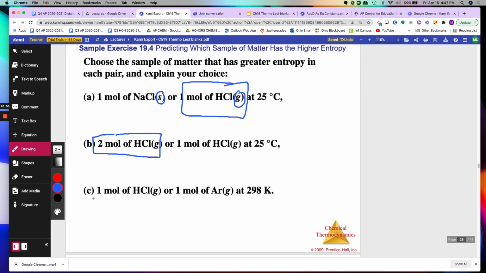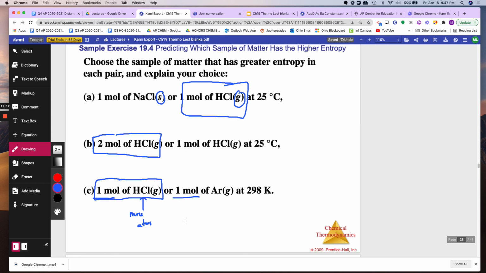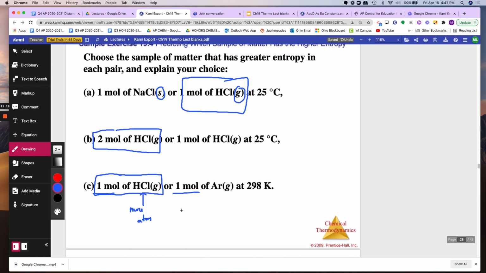So they both have a mole, but this has more atoms. So what do you think? Which is more chaotic? Maybe a family of Lozanos and a family of, I don't know, Smiths. Smiths only have 2 kids. I have 4. So there's definitely more chaos here in the Lozano household. Okay? And that's entropy.